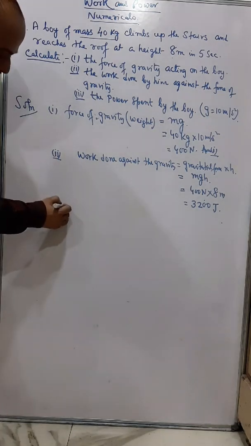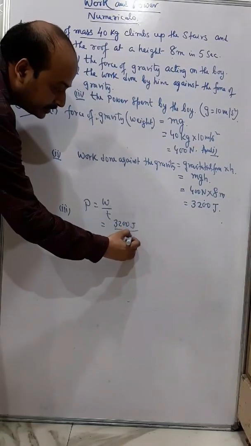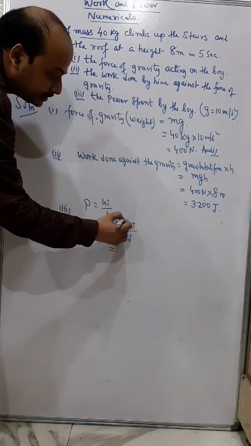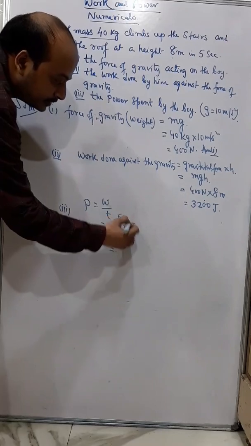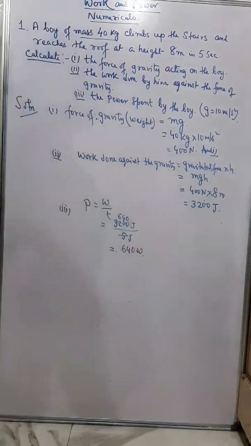And number 3 is easy. Number 3, they told power. Now power is equal to simply work done by time. So work done we already got, 3200 joule, and time is 5 seconds. So we get 640 watt.